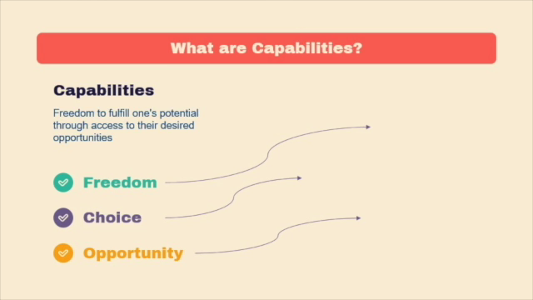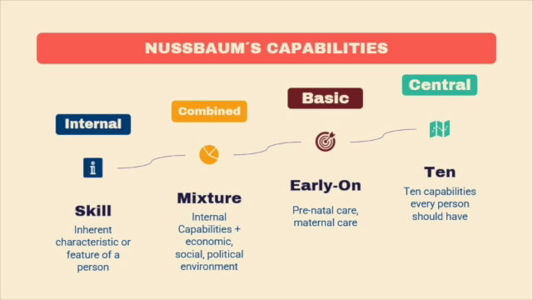In a perfectly non-impoverished world, everyone will have the financial capability and quality of life to pursue any passion and action they have the potential to do. Nussbaum categorizes capabilities into internal, combined, basic, and central capabilities. Internal capabilities are the skills and features that cannot be fixed. For example, a person who is naturally better at science will have a higher capability of succeeding on a science exam without studying.